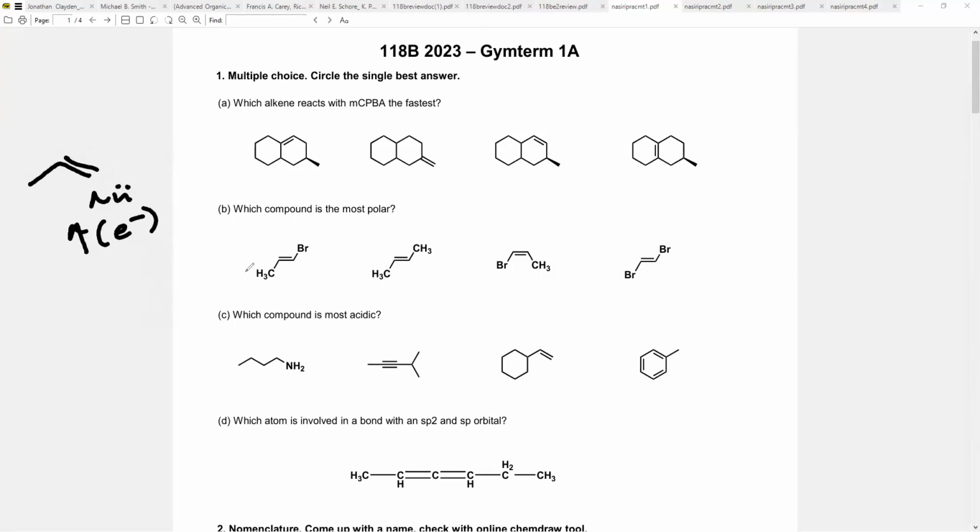Okay, in these electrophilic additions, this could have really been almost all the electrophiles. It wouldn't have mattered except for one of them. We'll go over the one that's kind of the exception. So which electrophile does the alkene react the fastest?